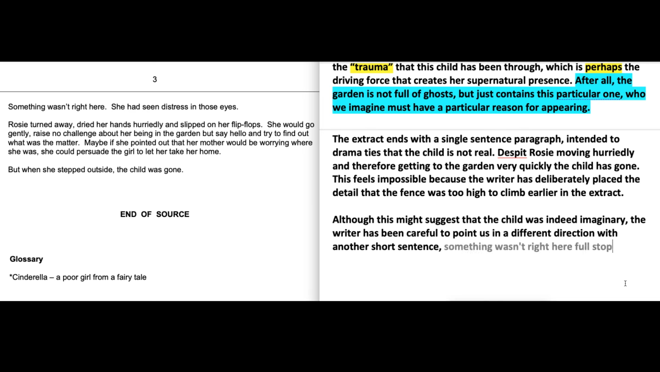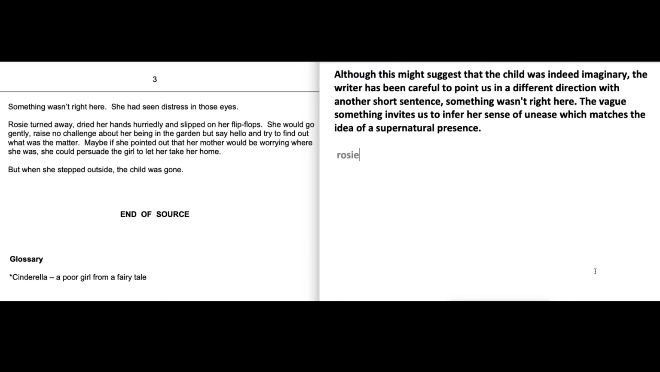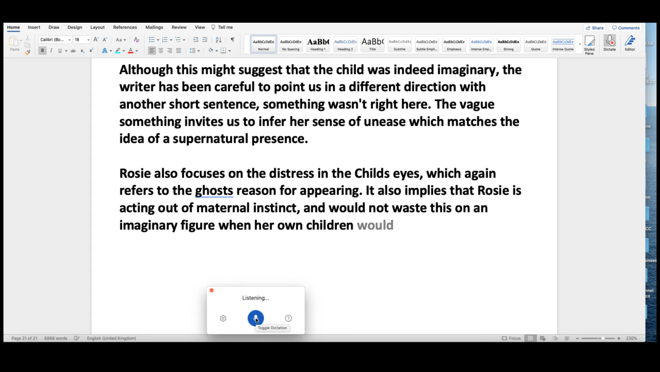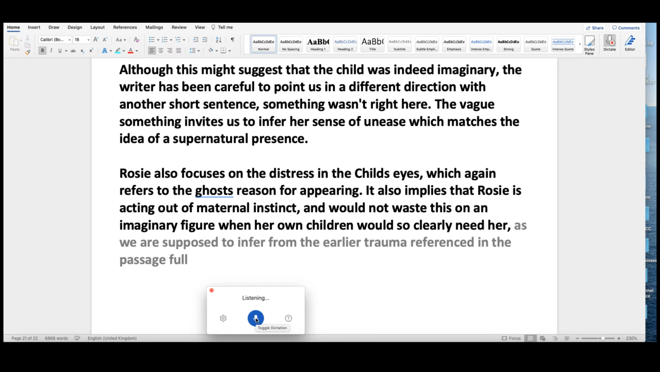Something wasn't right here. The vague something invites us to infer her sense of unease, which matches the idea of a supernatural presence. Rosie also focuses on the distress in the child's eyes, which again refers to the ghost's reason for appearing. It also implies that Rosie is acting out of maternal instinct and would not waste this on an imaginary figure when her own children would so clearly need her, as we are supposed to infer from the earlier trauma referenced in the passage.